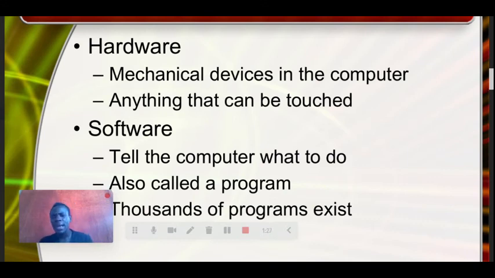So what is a software? A software tells a computer what to do. Anything that tells a computer what to do, you can't see it, but it tells the computer what to do. It's a set of instructions and rules on how a computer will operate and do things. So it is also called a program. Thousands of programs exist. There are a lot of programs in this world. All these are softwares, class.